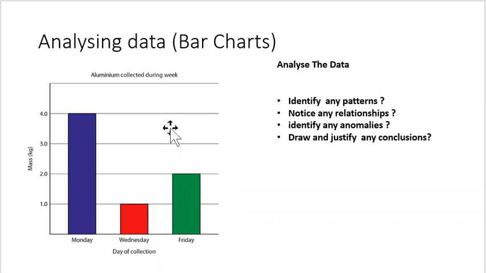So if we're running a business, for example, and we wanted to identify the busiest times in the week in relation to aluminium collection, well, Monday is going to be the busiest time, whereas Wednesday is not going to be that busy. So again, you can look at this data and notice all different types of patterns, notice relationships, identify any anomalies, and draw and justify lots of different types of conclusions like what we've talked about.